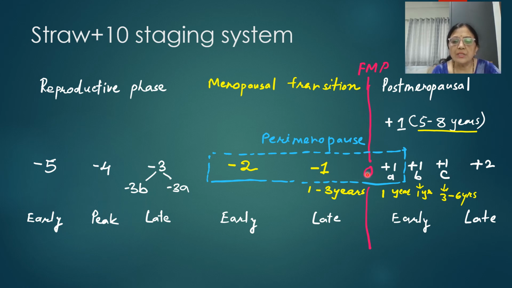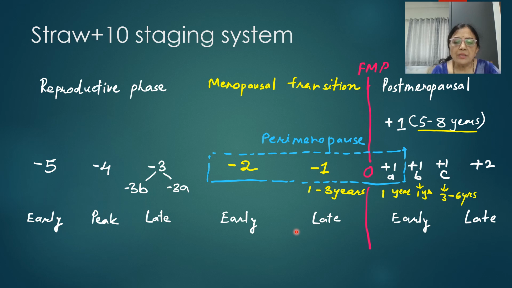Stage 0 is when the final menstrual period takes place. FMP is the short form for final menstrual period and it is considered as stage 0. After the menopause, we have +1, that is early postmenopausal phase, and +2 is late postmenopausal phase. So we can say that broadly, these are the 7 subgroups in this STRAW plus 10 staging system: 3 for the reproductive phase, 2 for the menopausal transition phase, and 2 for the postmenopausal phase.